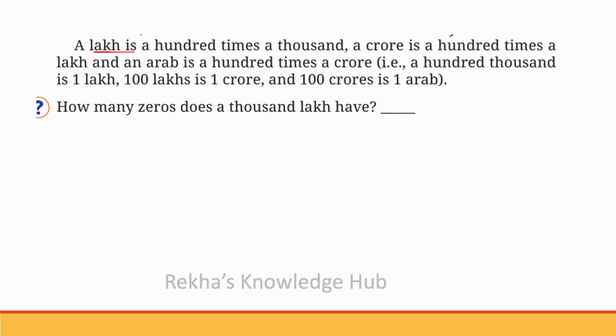A lakh is 100 times a thousand. So 1 lakh is 100 times 1000, that is 100 into 1000. That is a lakh. Then a crore is 100 times a lakh, that is 100 into 1 lakh. And an Arab is 100 times a crore, that is 100 into 1 crore. That is an Arab.